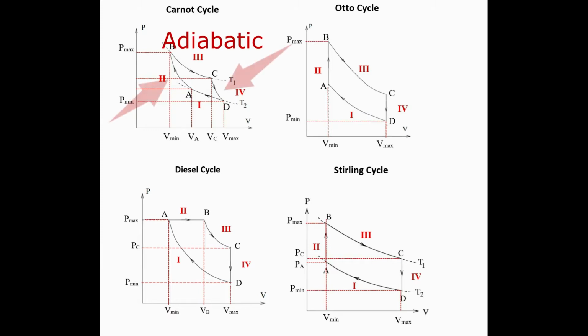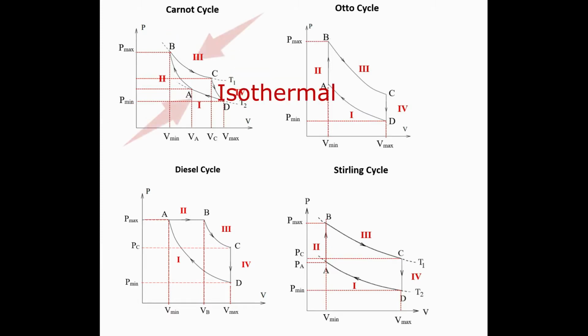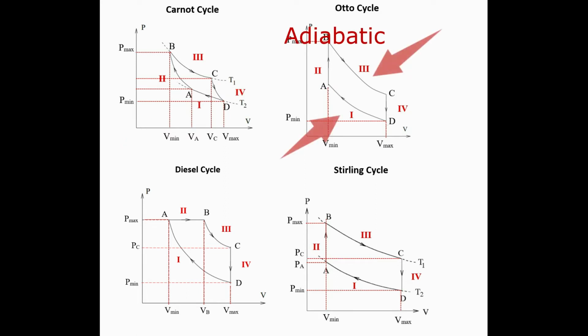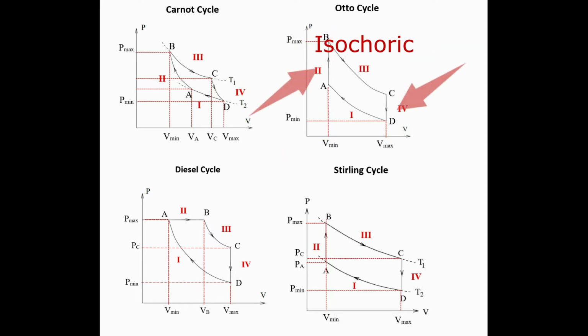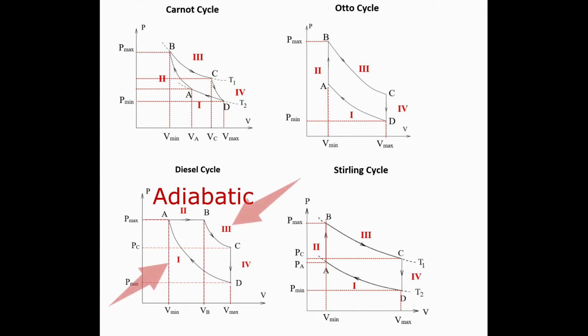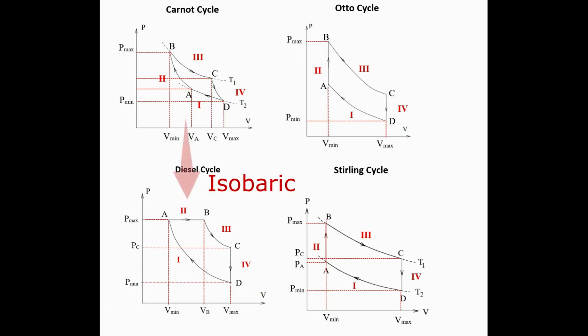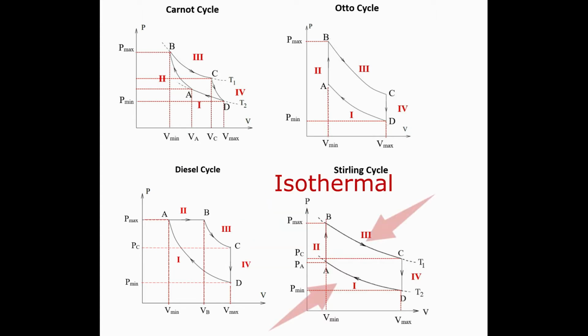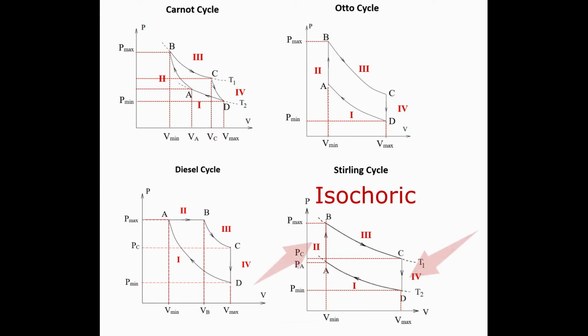The Carnot cycle contains 2 adiabatic and 2 isothermal processes. The Otto cycle contains 2 adiabatic and 2 isochoric processes. The Diesel cycle contains 2 adiabatic processes, 1 isobaric and 1 isochoric. The Stirling cycle contains 2 isothermal and 2 isochoric processes.